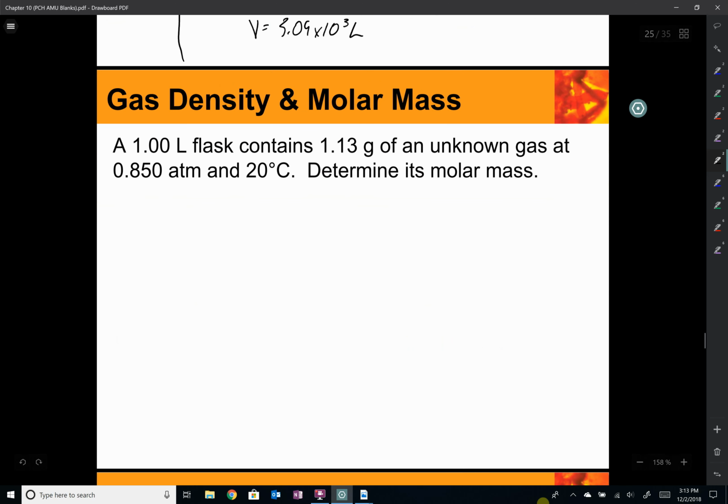All right. Now let's look at an example of density here. We have a 1 liter flask that contains that many grams of unknown gas at that pressure and at that temperature. And we're asked to determine its molar mass here. So let's think about what we need to do here first. Let's gather our information. We are given that volume is equal to 1.00 liter. We're given pressure, 0.850 atmosphere. We're given temperature.